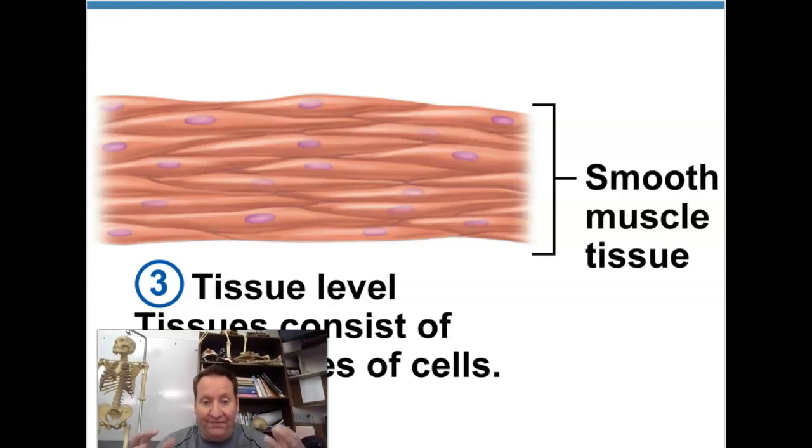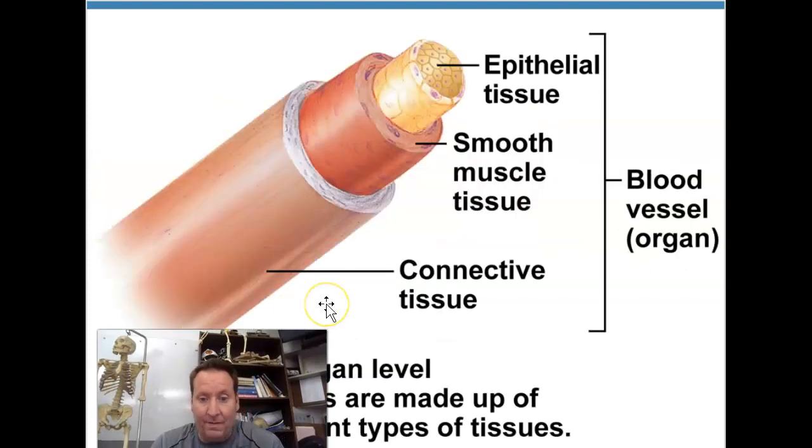If I take a group of different tissue types, so I take a little bit of epithelial tissue, some connective tissue, some nervous tissue, some muscular tissue, and I join it together, that's how I wind up at the organ level. An organ is a group of different tissues that are joined together that are going to have a common function.